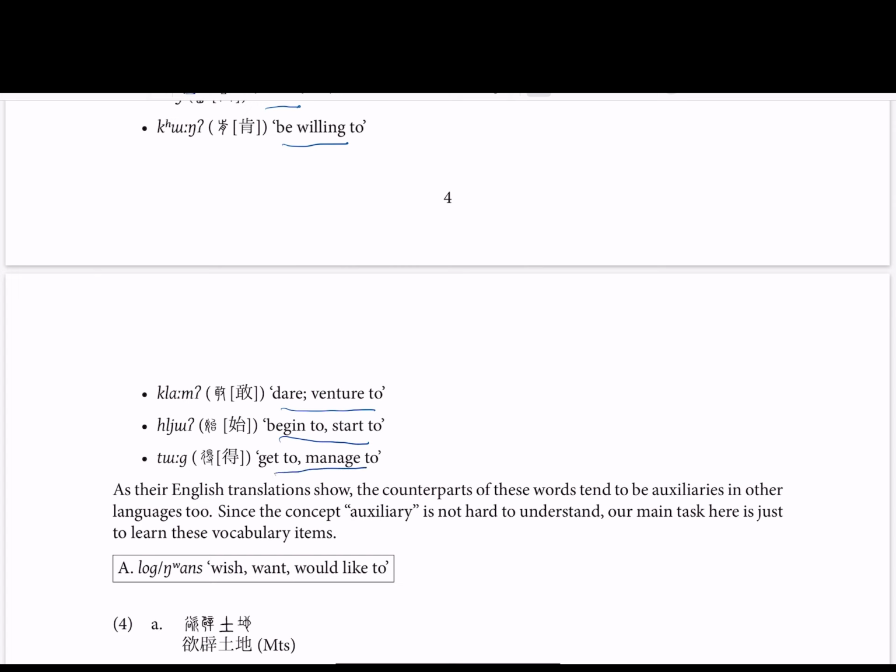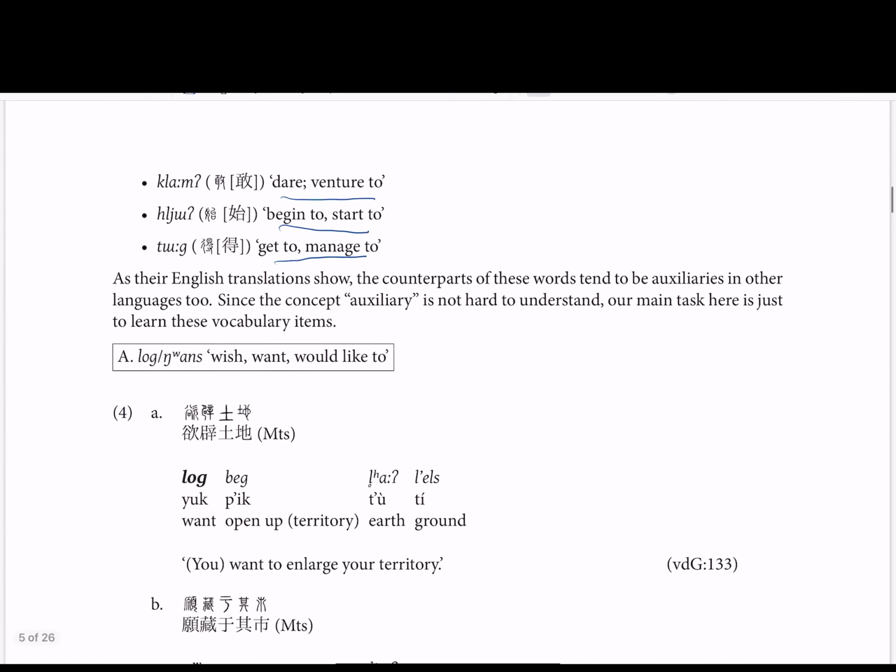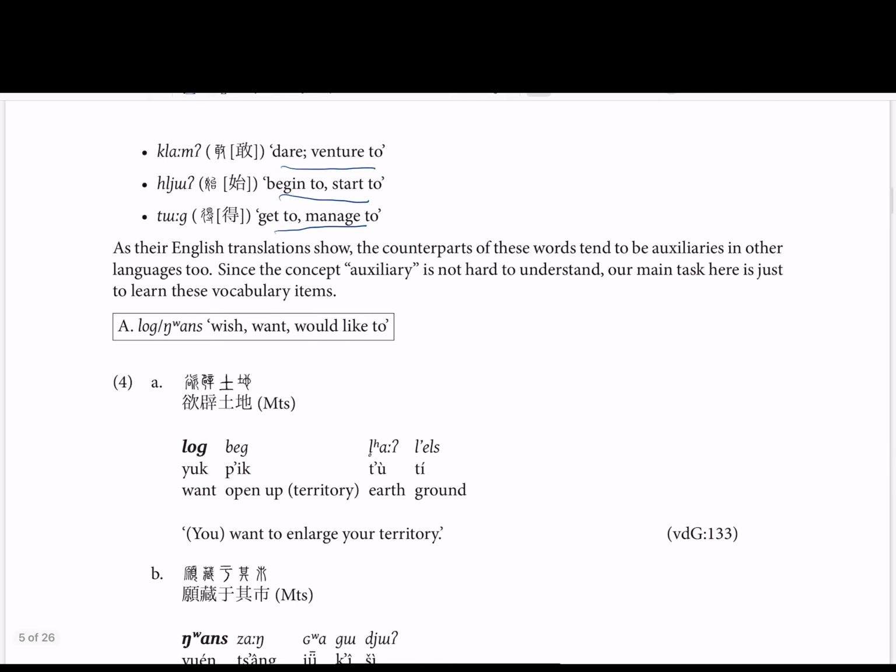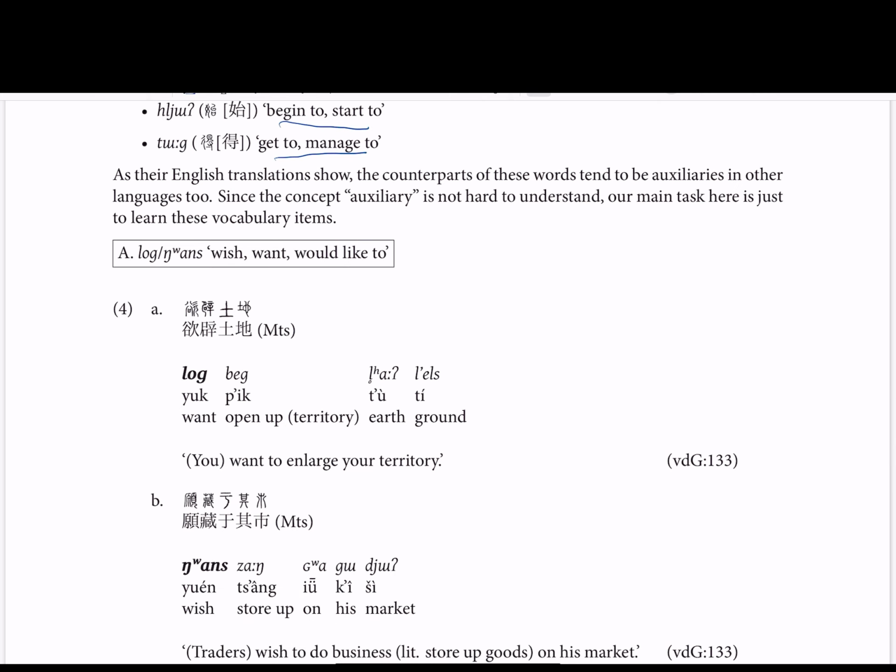And since the concept auxiliary is not hard to understand, our main task here is just to learn these vocabulary items one by one. So let's see some examples. Beginning with the 2 auxiliary verbs for wish or want to. Let's first look at the example in 4a. In modern Chinese, yu pi tu di.